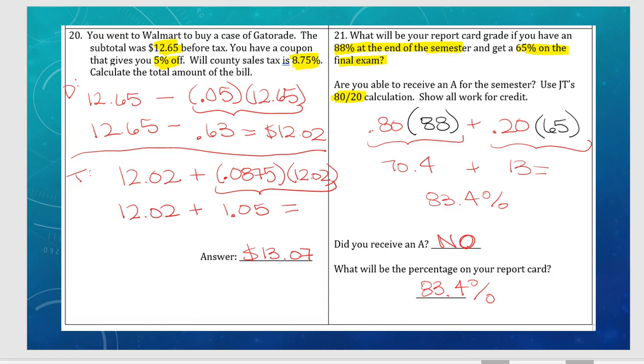So this concludes Unit 2B, Test Review, Part 2, and they're very similar to questions 12 through 21 on the test.